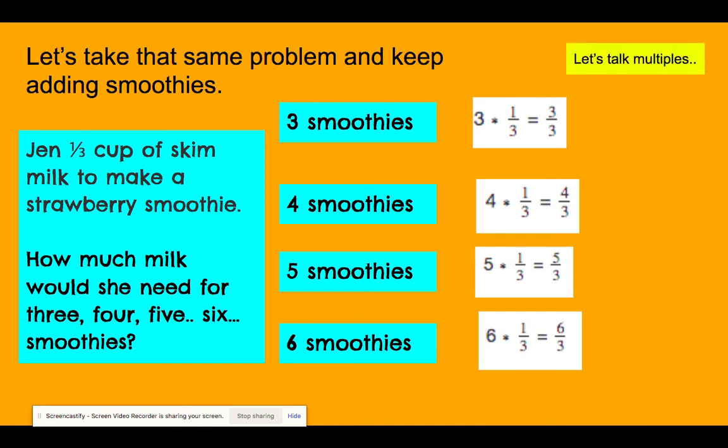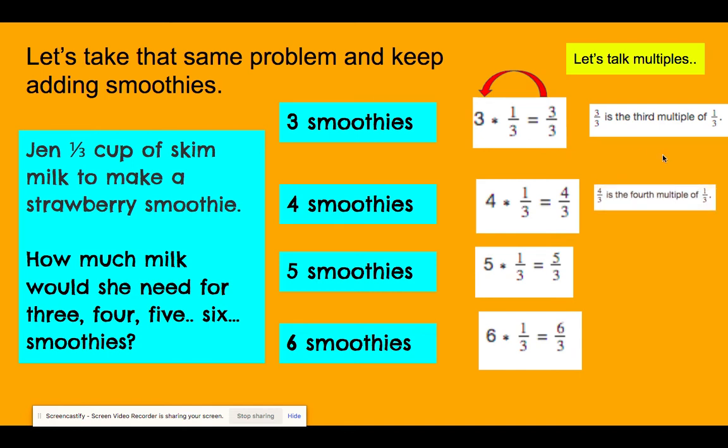6 smoothies, 6 times 1/3 equals 6/3. So now let's talk about multiples, which we were talking about. And again, if you're counting by, this time we're counting by thirds. So 3/3 is the third multiple of 1/3, right?